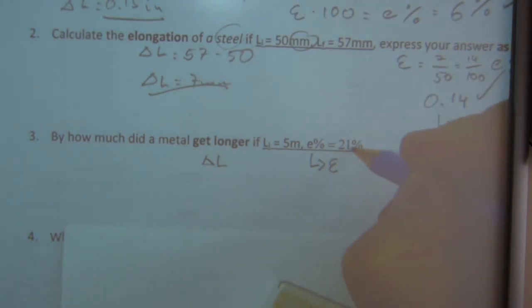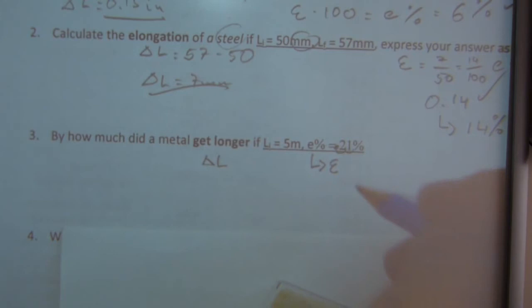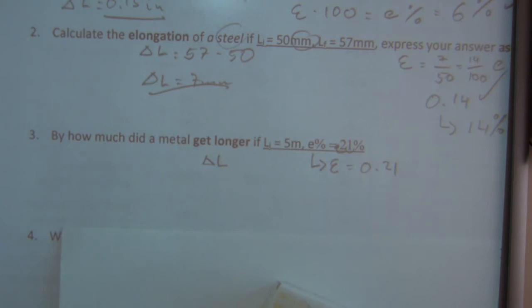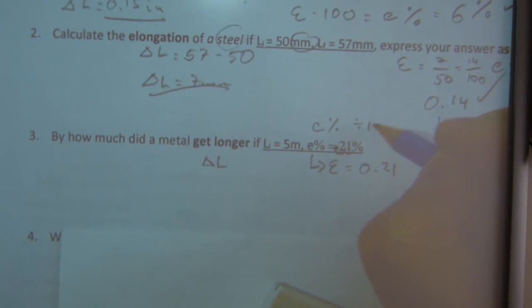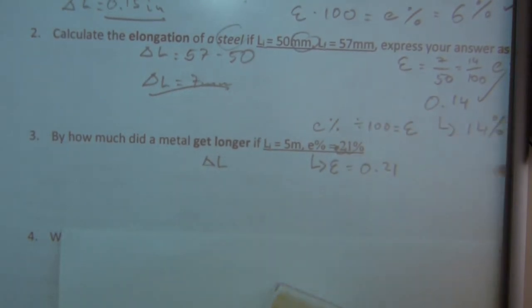This 21% needs to be divided by 100, or you can shift the decimal two spots like this and just write down strain is 0.21. I don't necessarily need to see an equation for that, but the equation would look like elongation percent divided by 100 equals strain. That would be the equation, and then 21 divided by 100 equals epsilon, and then the last line 0.21 equals epsilon. Something like that, but this also works.